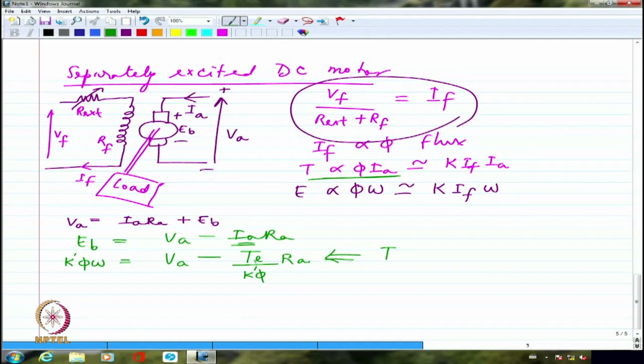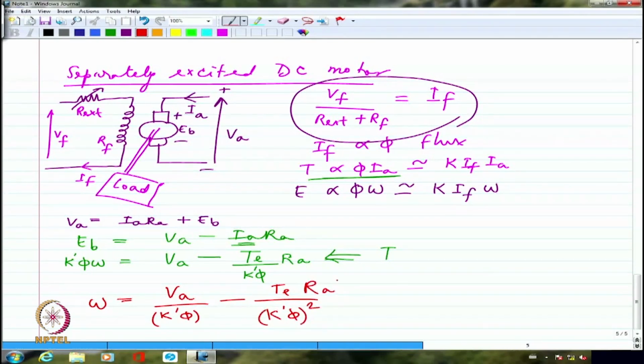That is K dash. So I should be able to write now the equation as omega equal to VA divided by K dash phi minus TE divided by K dash phi the whole square multiplied by RA. So this gives me the torque speed relationship for a separately excited DC motor.